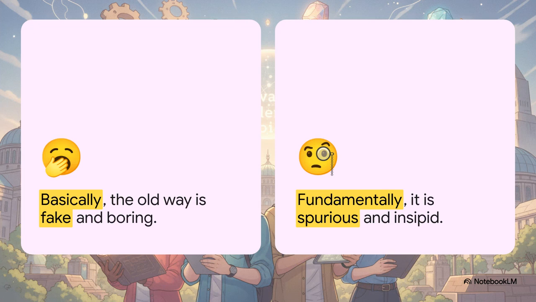Put yourself in the shoes of an examiner for a second. You're grading an advanced essay, and you read two sentences. One says, basically, the old way is fake and boring. Okay, fine for a casual chat, right? But what if the next essay says, fundamentally, the traditional methodology is spurious and insipid? Wow! I mean, you immediately respect that second writer, don't you? They sound authoritative, analytical, and totally in command of their argument.